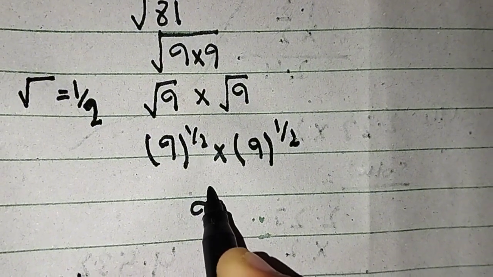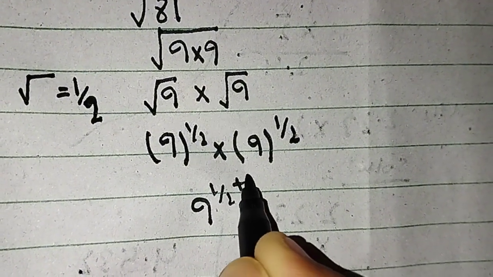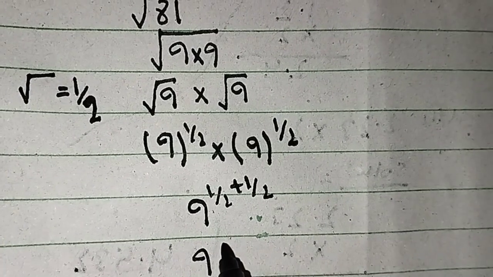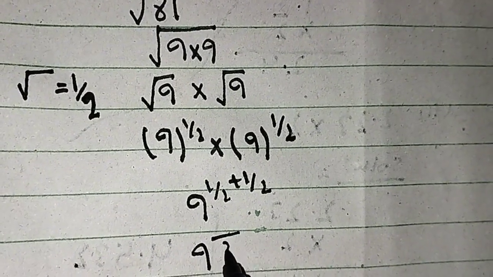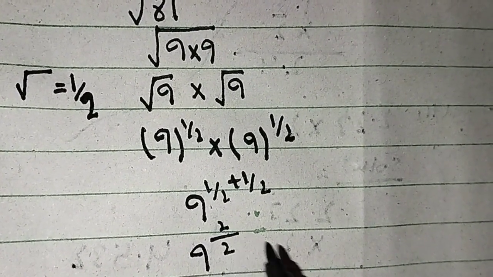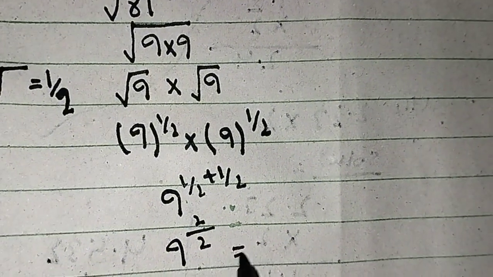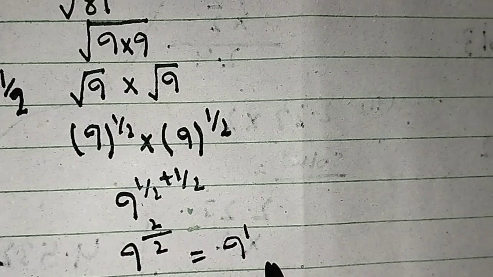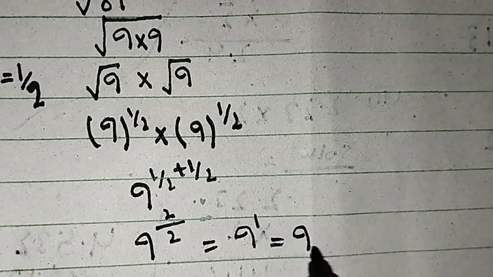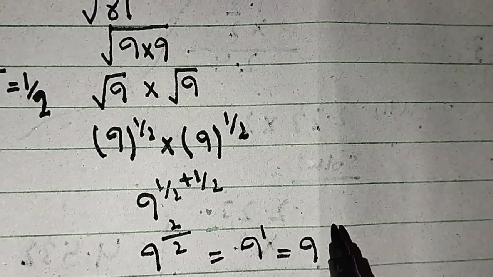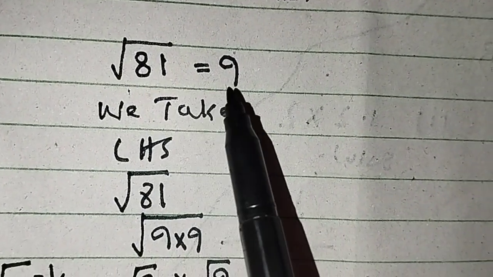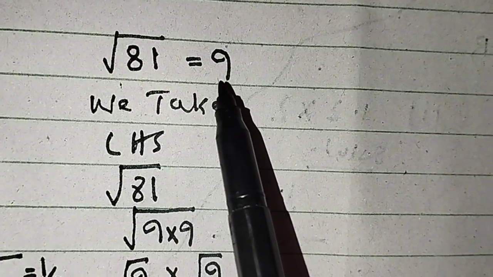9 power 1 over 2 plus 1 over 2. 1 over 2 plus 1 over 2 gives 2 over 2. So we can write 9 power 1, equal to 9. So we know this radical 81 is equal to 9.